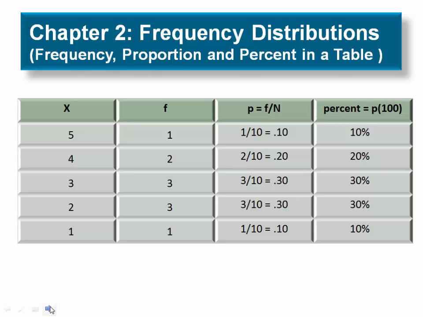The P, or proportion column, shows you in decimal point format what proportion out of the total number of scores each frequency represents. In the last column, that information is translated into percentages. Percentages are more easily understood sometimes. So the way we read this is that 10% of students earned a score value of 5, 20% of students earned a score value of 4, and so forth.